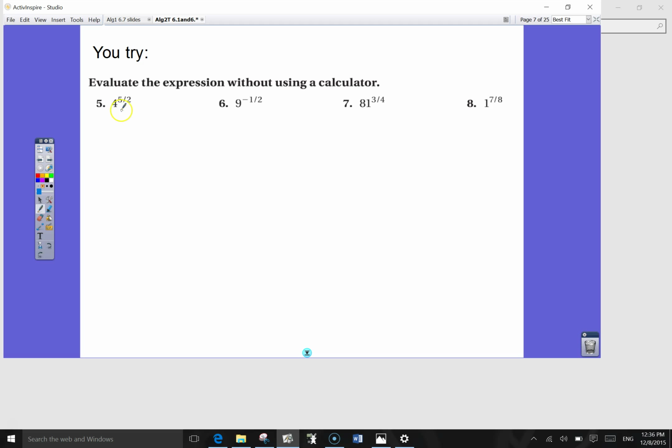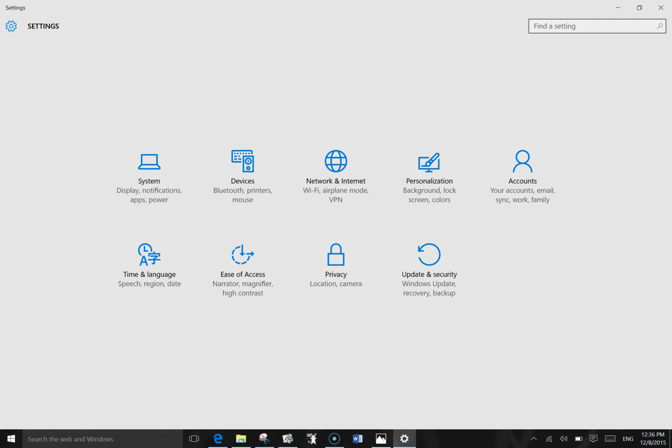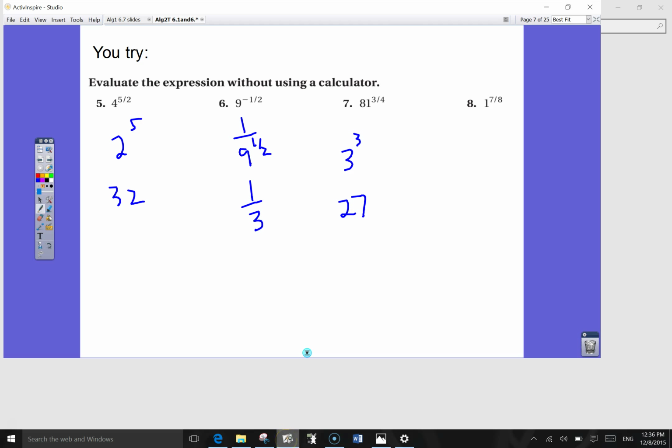Right, the square root of 4 is 2, to the 5th equals 32. Okay, this is 1 over 9 to the 1/2. And 9 to the 1/2 is the square root of 9. The fourth root of 81 is 3, and 3 to the third is 27. Keep doing that. And 1 to any power is 1.